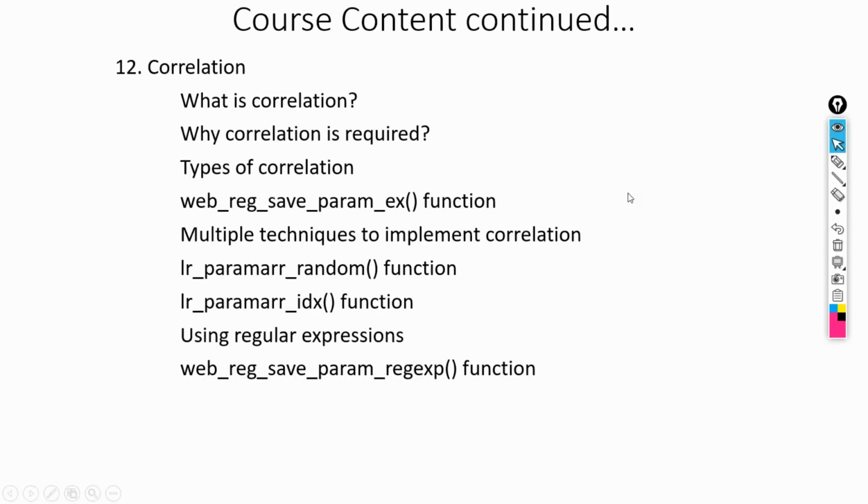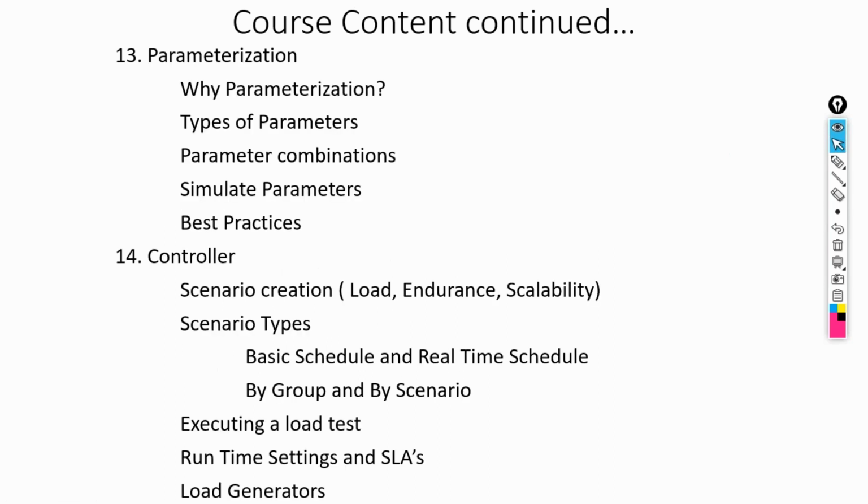And then we have one very important concept called correlation, which we'll discuss for 4 to 5 days again. Very important. Then we will discuss parameterization. Parameterization is all about passing test data to your script. For example, if you want to log in, you need a username and password. So that is test data. How do you pass test data? Using the concept of parameterization. So till here it's all about recording or generating the script, or scripting.